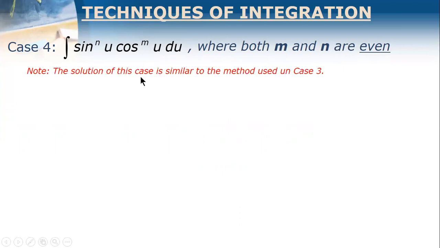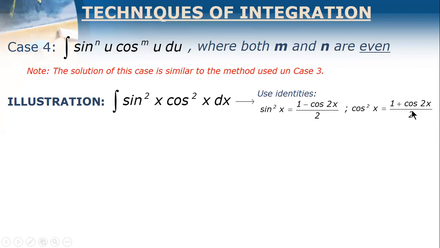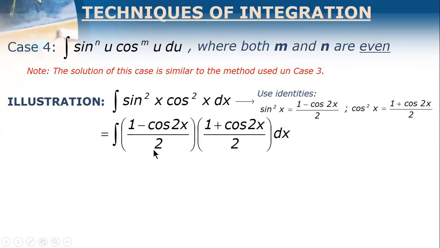So the solution of this case is similar to the method used in case 3. Again, we will use the identities cosine squared x and sine squared x. So, a simple illustration: integral of sine squared x times cosine squared x dx. Just replace this one by the identities, you have this.